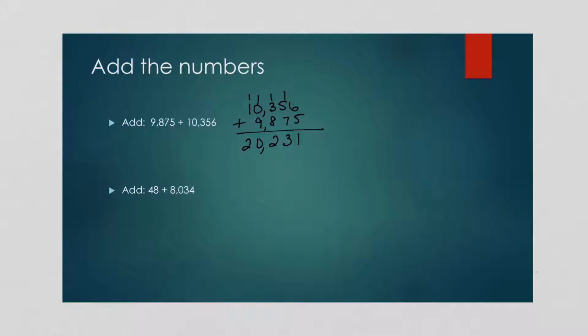Again, I usually put my longer number on top, 8034 plus 48, because you have to line them up with your ones and your tens. So 4 plus 8 is 12. Carry the 1. 1 plus 3 plus 4 is 8. I don't carry anything, so 0 plus nothing is 0, and bring the 8 straight down.